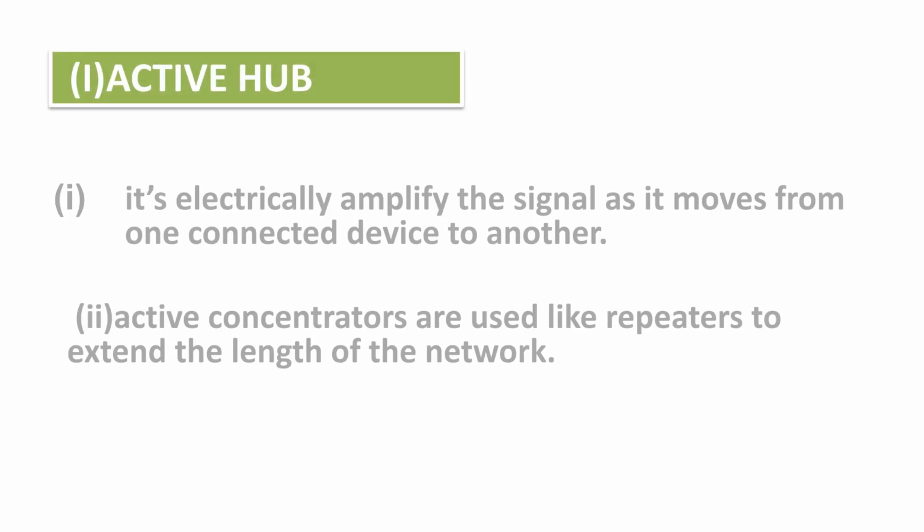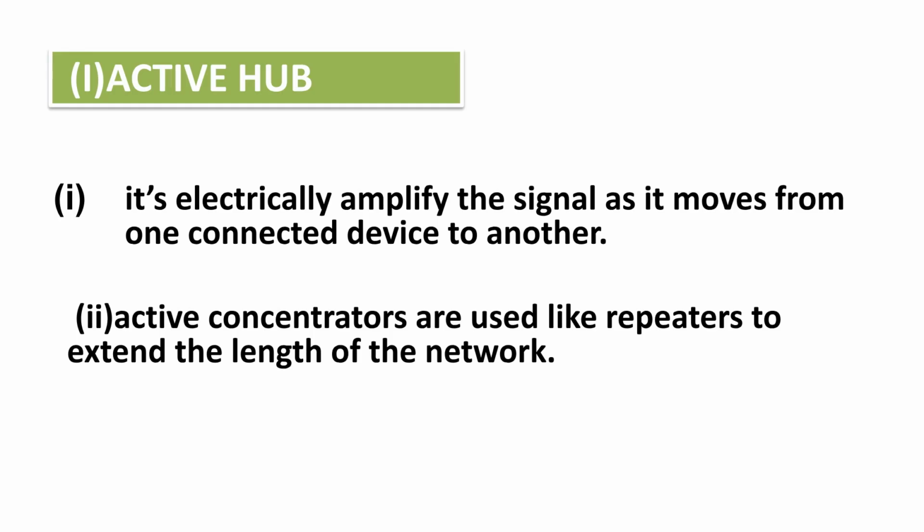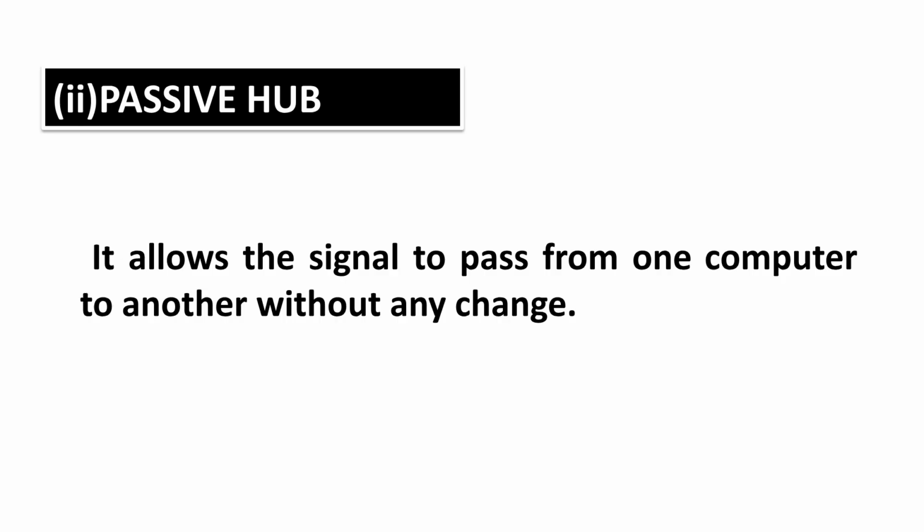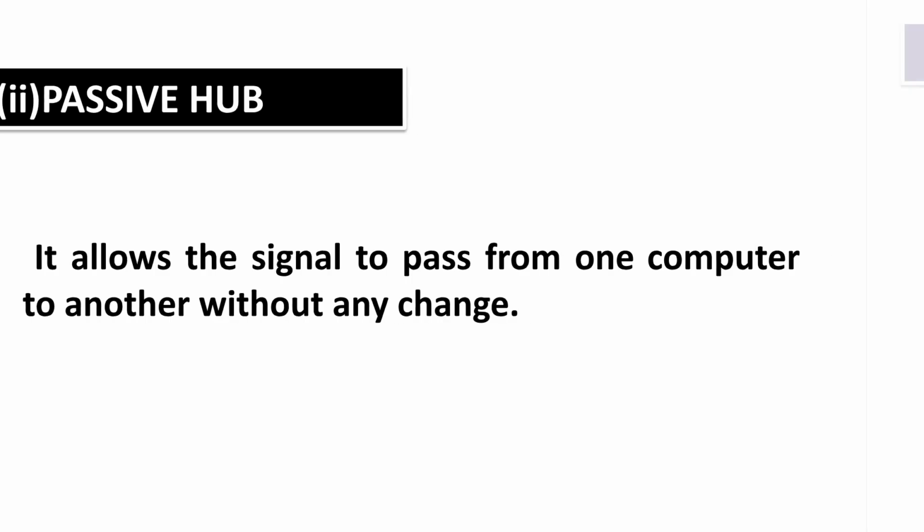An active hub electrically amplifies the signal as it travels between devices, essentially acting like a repeater to extend network reach. Repeaters are specifically designed devices that receive a signal, electrically amplify it, and then rebroadcast the signal across the network. Moving on to passive hubs, these devices act as a simple connection point. They allow signals to pass from one computer to another without changing or amplifying.